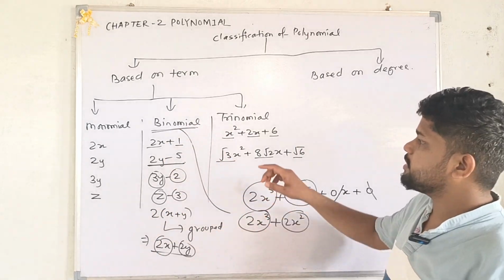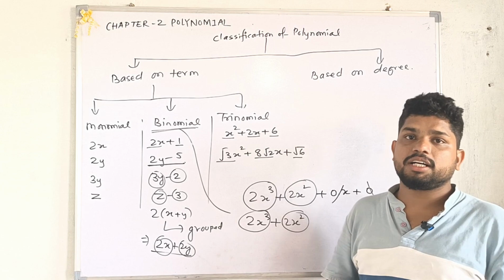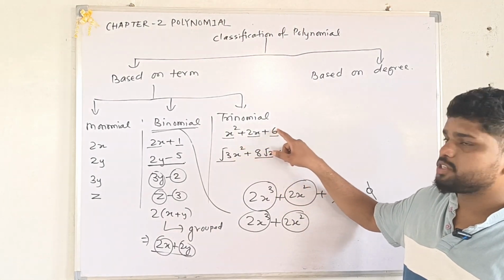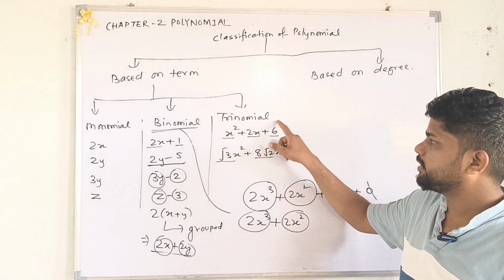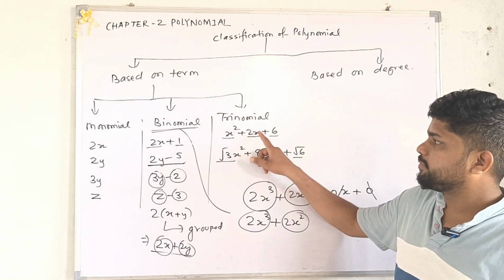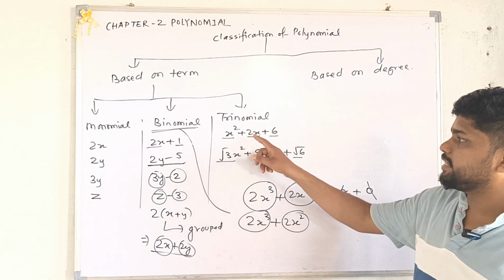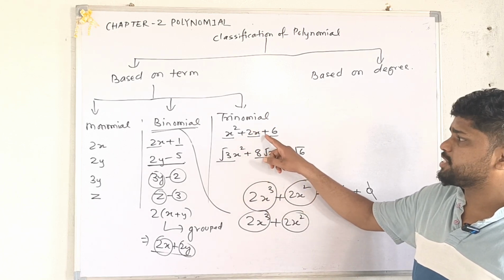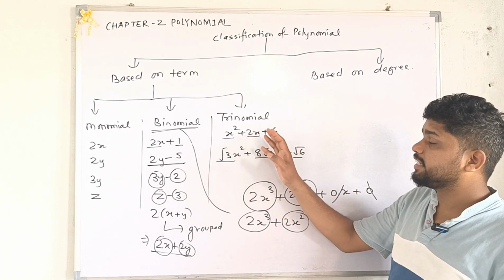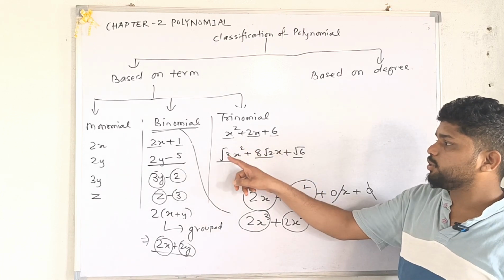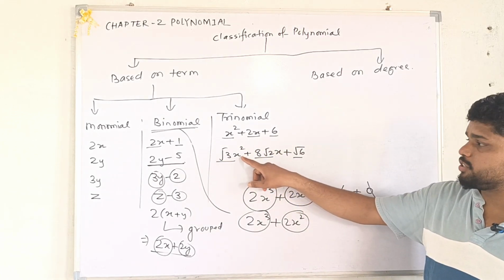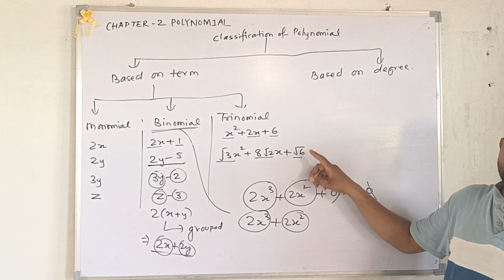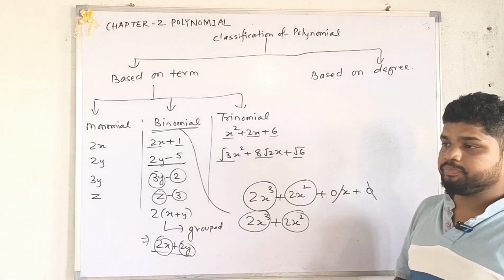Talking about trinomial, any polynomial which has 3 terms is known as trinomial. x square plus 2x plus 6. Here this is one term, second term, third term. The operation may change, like it may be plus or negative, so don't get confused. It doesn't matter whether it is positive or negative, it will be considered as a term only. Similarly root 3 x square plus 2 root x plus root 6 is an example of trinomial.